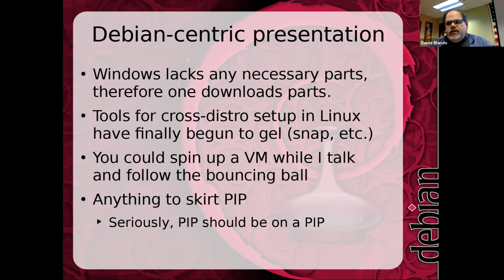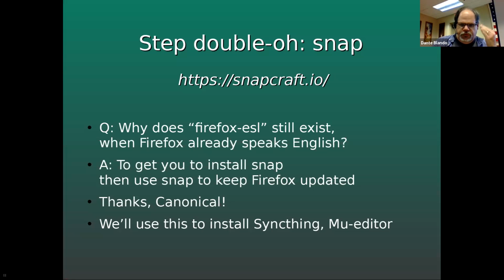And in fact, Debian and Ubuntu get around this by going, here, pre-built stuff. I don't care if it's old, it works. And for many of the things, that's what we'll do. For example, when we install virtual environment, we will get to that. So step 00, Snap. Yes, because I had a step 0 coming up, so I had to have a 00. So 00 Snap, snapcraft.io. The question is, why does Firefox ESR still exist when Firefox already speaks English? The answer is to get you to install Snap and then use Snap to keep Firefox updated. Thanks, Canonical. We'll be using this with both Syncthing and Mu Editor as we go along.